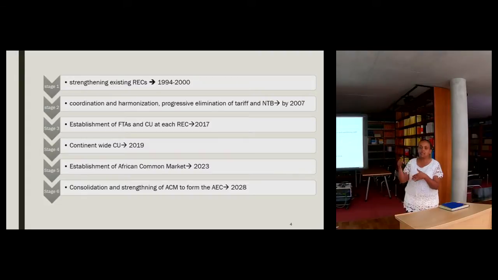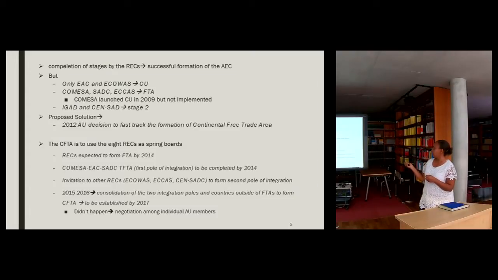And then by the year 2028, the idea was to have the consolidation of all those smaller groupings, making them one economic community. So to form this African Economic Community composed of all those currently 55 countries, those smaller groups need to complete their level of integration. But only a few of them were progressing in terms of the time framework that was provided in the treaty.